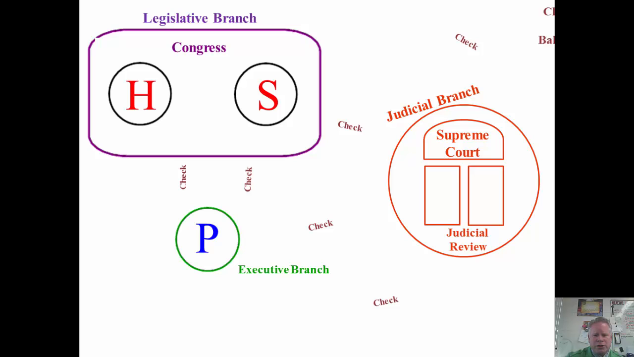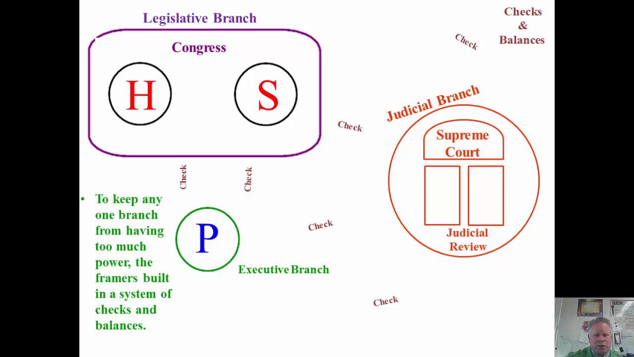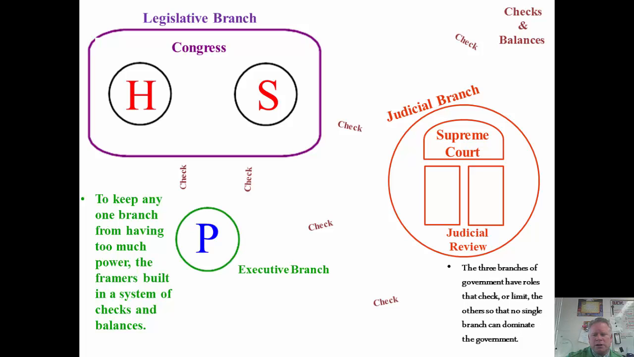So here's just the checks once more. Okay, to keep any one branch from having too much power, the framers built in a system of checks and balances. The three branches of government have roles that check or limit the others so that no single branch can dominate the government. Once again, the President's check on the legislative branch is veto.